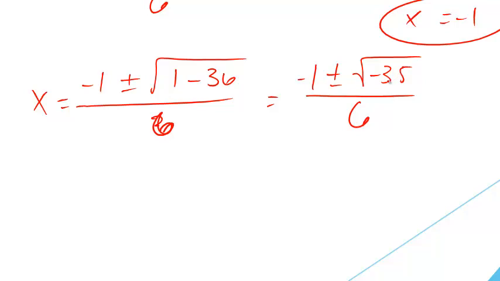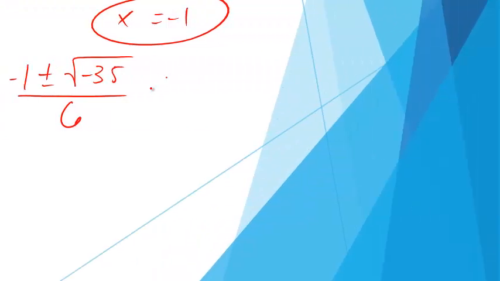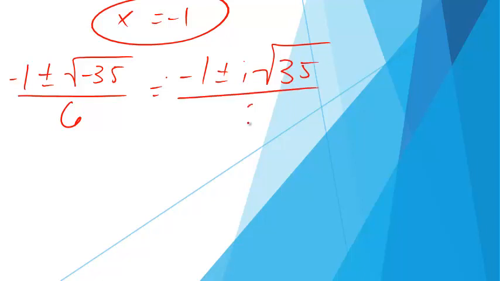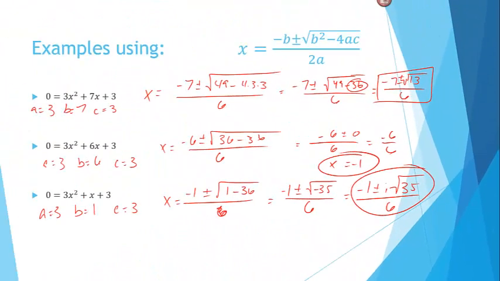So negative 35, that's going to give us an imaginary number. So that'll be equals negative 1 plus or minus i square root. 35 factors to 5 times 7. Those are both prime numbers, so 35 doesn't factor. So just leave it as square root of 35 over 6. So then that would be your answer right there. Negative 1 plus or minus i square root of 35 over 6.